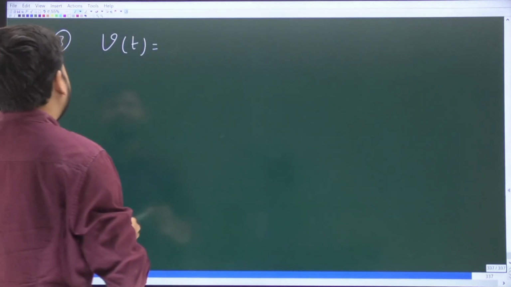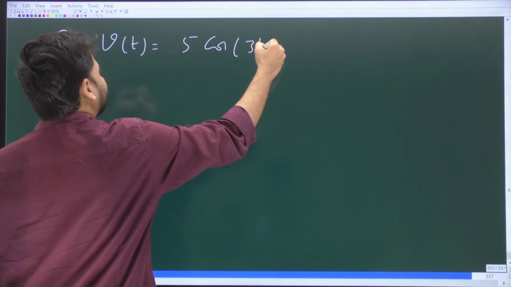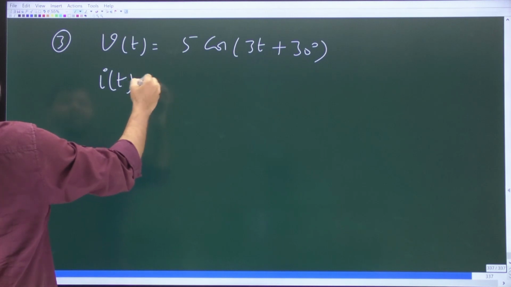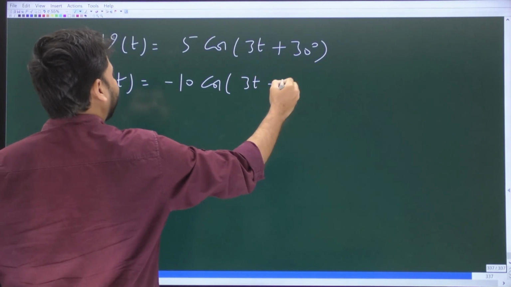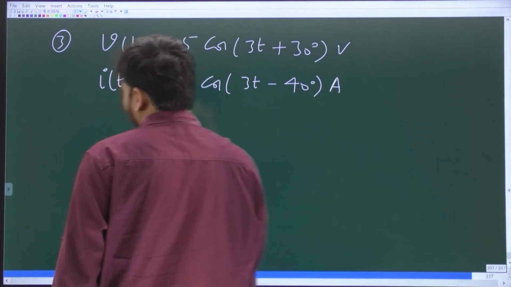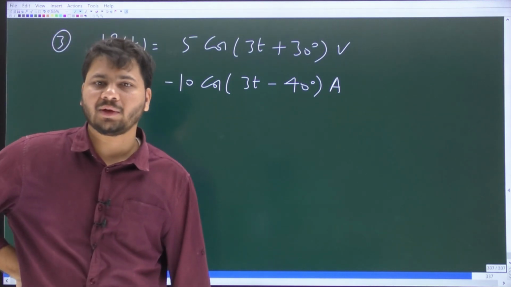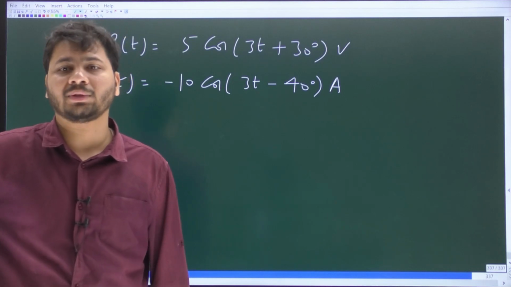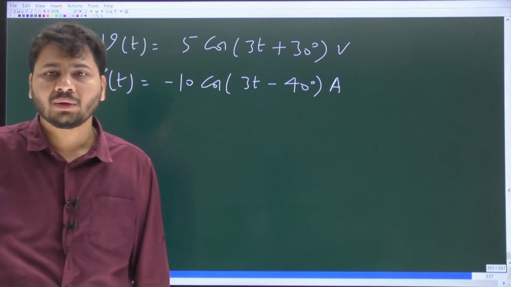Okay, this time let's say we have a sinusoidal voltage v(t) which is 5 cos(3t + 30°) volts, and we also have a sinusoidal current which is −10 cos(3t − 40°) amperes. So v(t) is in volts, i(t) is in amperes. This time, can we find the phase difference? Yes or no? To find the phase difference, both quantities must be at the same frequency. That is enough.